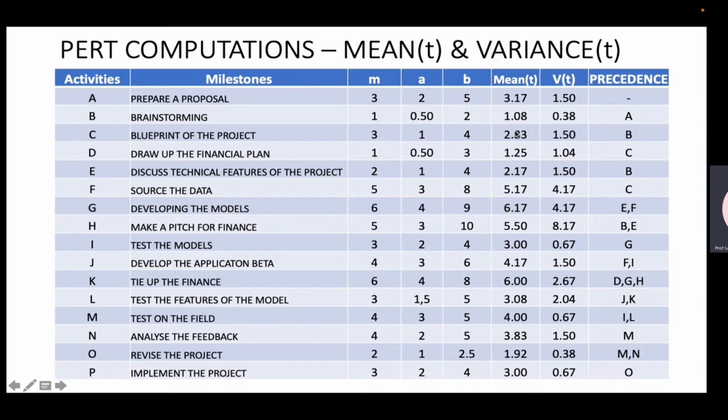So there, if you remember, we got a figure like 38 weeks. It's going to take 38 weeks. Let us see how, because the mean values have changed. What was 3 has now become 3.17. What was 1 became 1.08. What was 3 has become 2.83. What is 1 has become 1.25.